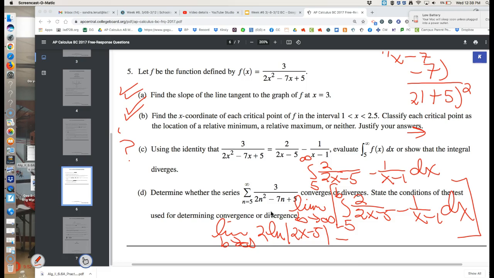ln x minus 1. No fraction correction needed, but if it was 1 minus x, it'd be a plus. All right, we're good with that, right? And I'm integrating from 5 to b. 5 to b. I didn't change my limits because I went back to x.